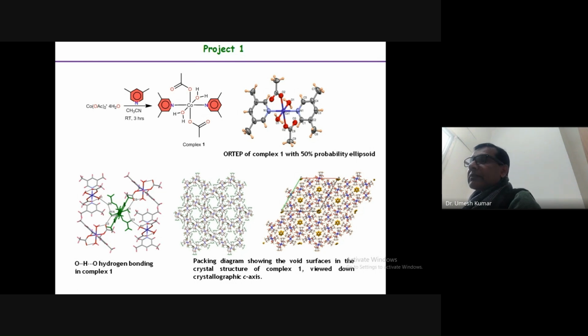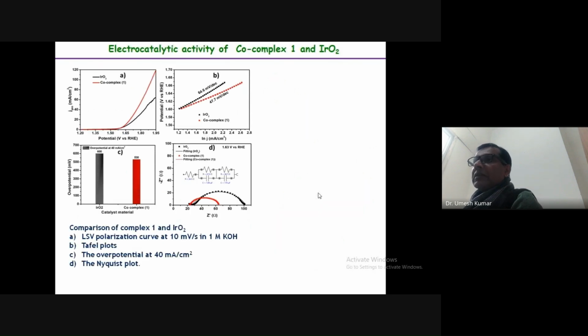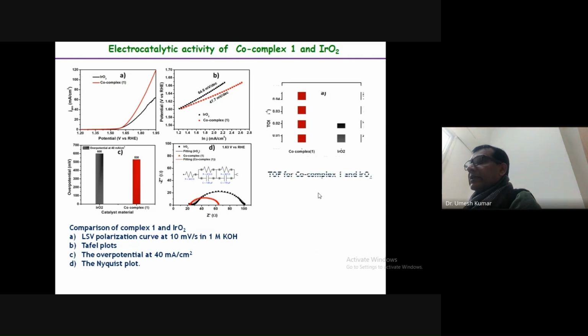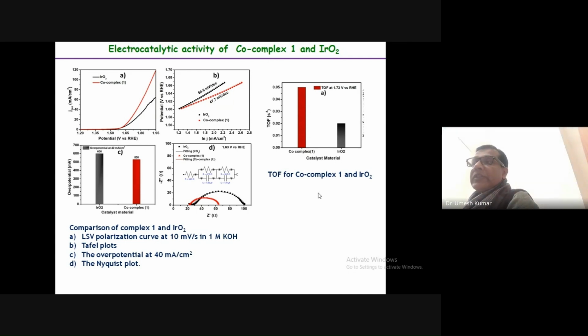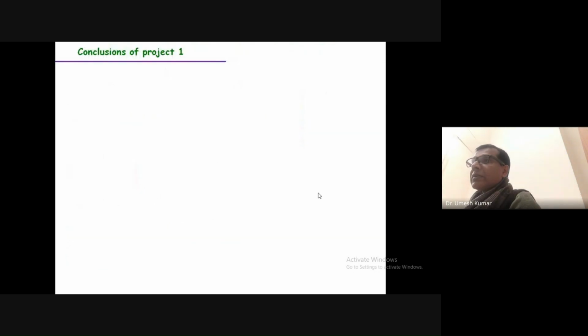So this complex has been used as an electrocatalyst for OER reactions and compared with the benchmark catalyst, iridium oxide. And we have seen that the TOF value of this complex is 2.55, nearly 2.5 times higher than the benchmark catalyst iridium oxide. So this is a very interesting complex.